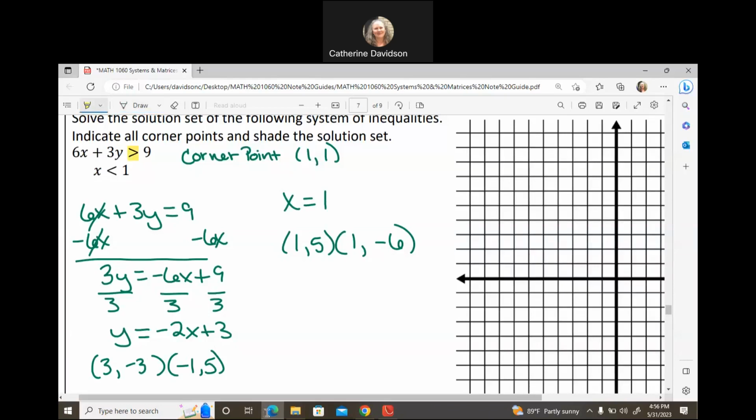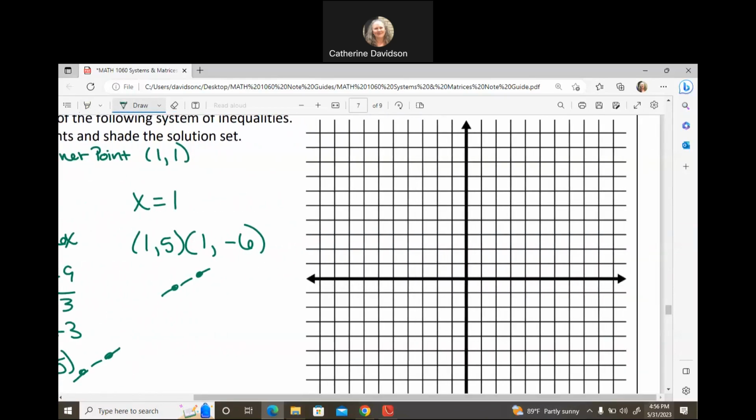Looking at the inequality symbols, neither one of them has a line underneath it, so both of these lines are going to be dashed. You can get different combinations. So this one's going to be dashed, and this one is also going to be dashed. So over 3, down 3. And then, let me double check my numbers. At negative 1, 5. And we said that one was dashed.